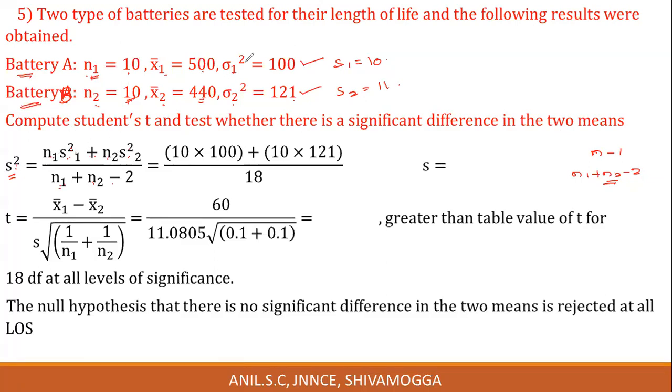N1 into S1 square. S1 is 10, so S1 square is 100, plus N2 into S2 square. N2 is 10 into S2 square, 11 square is 121. Whole divided by N1 plus N2, which is 10 plus 10, 20, 20 minus 2 is 18. Calculate this.